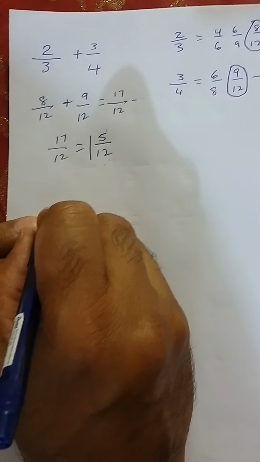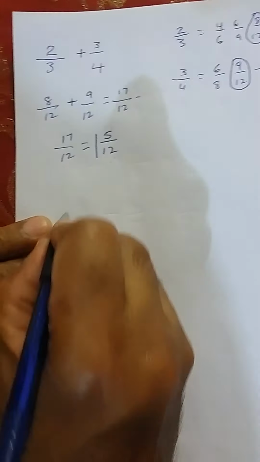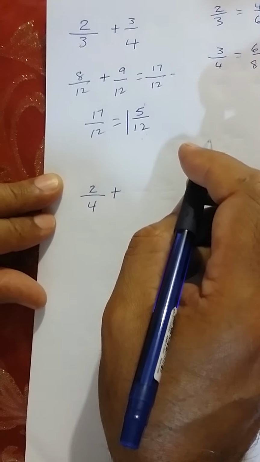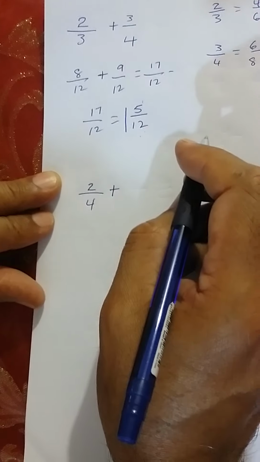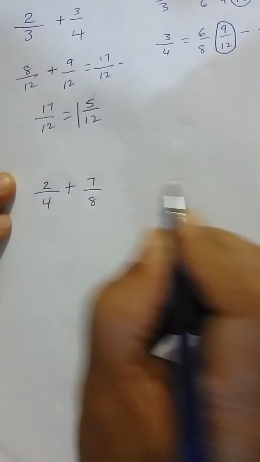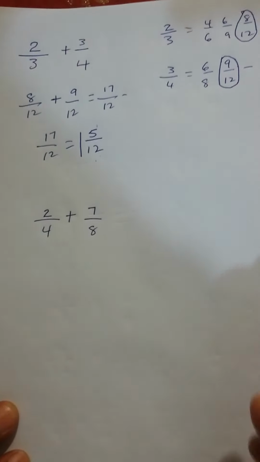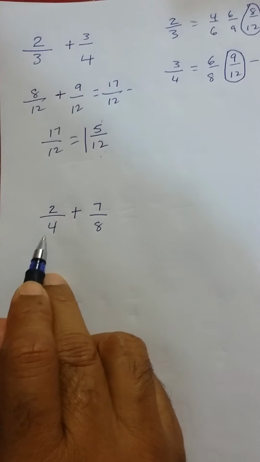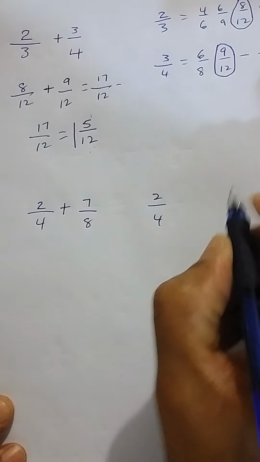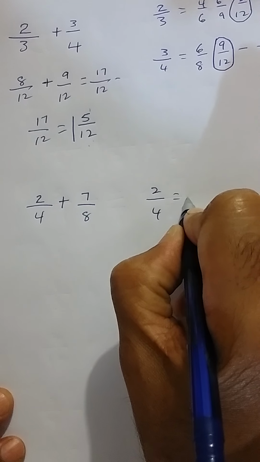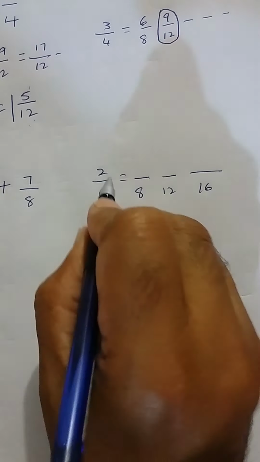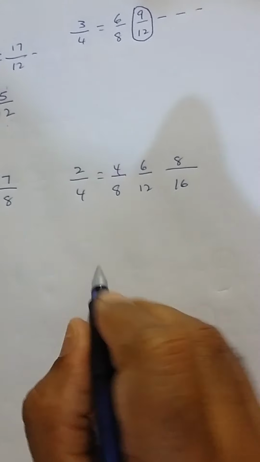Let's try, suppose we had 2/4 add 7/8. 2/4 add 7/8. So let's see. Different denominators. So remember, we got a 2/4. 1, 2, 3. So 4, 8, 12, 16, and 2, 4, 6, 8.